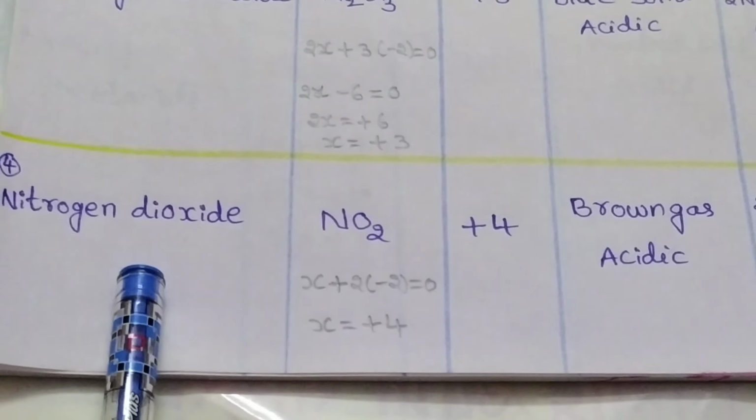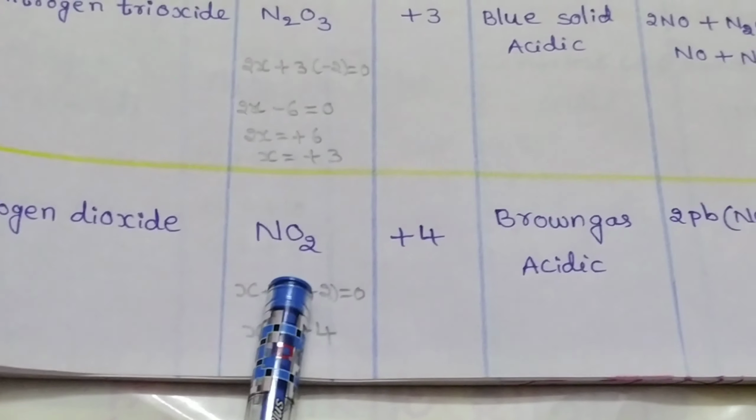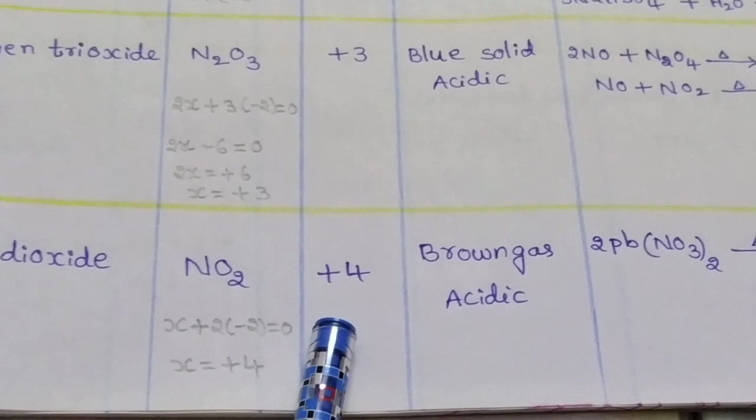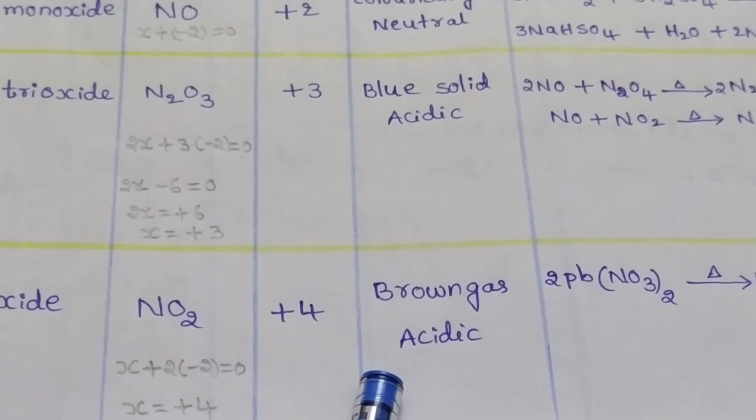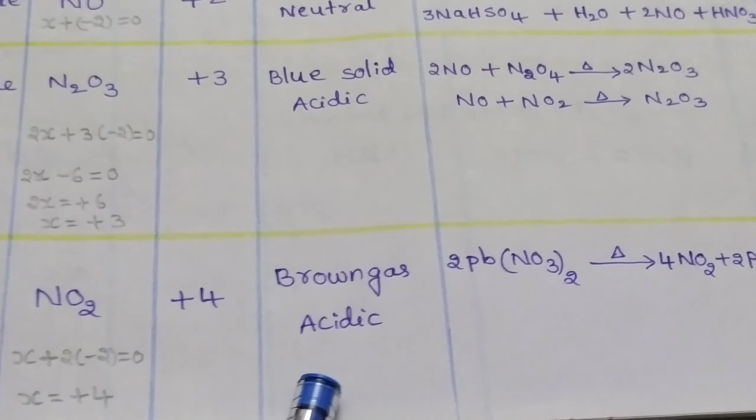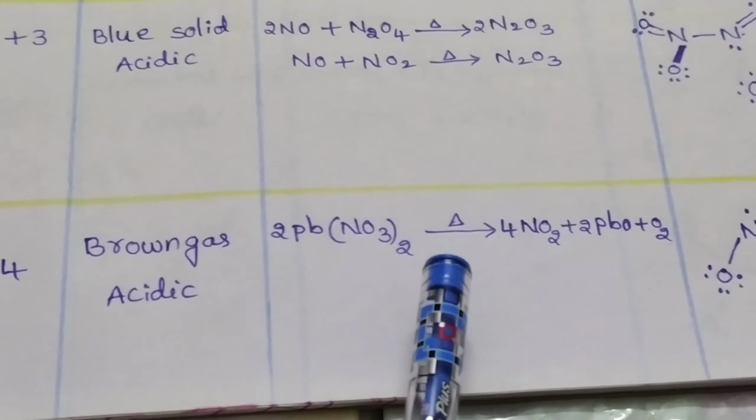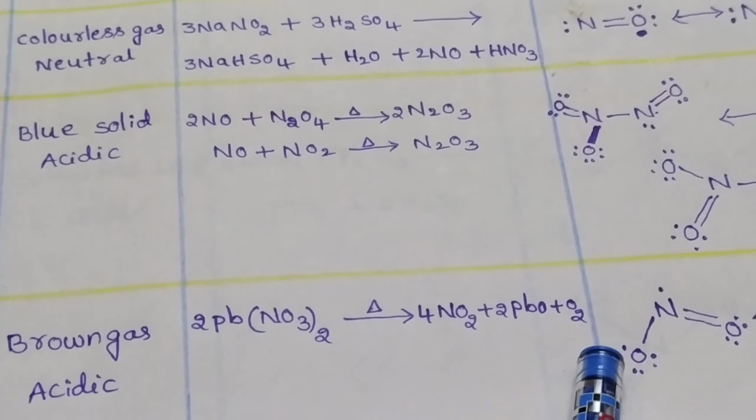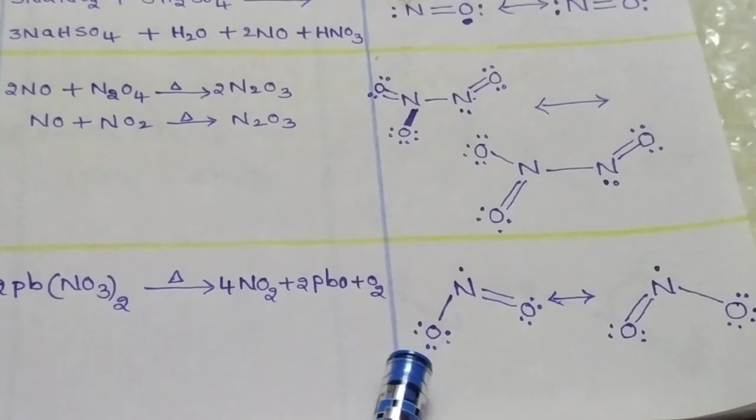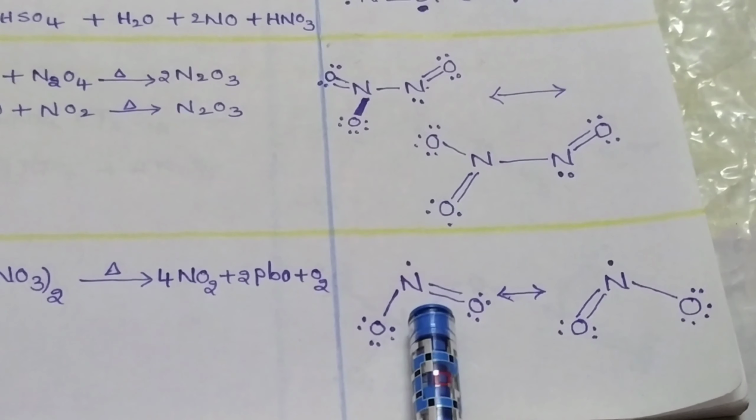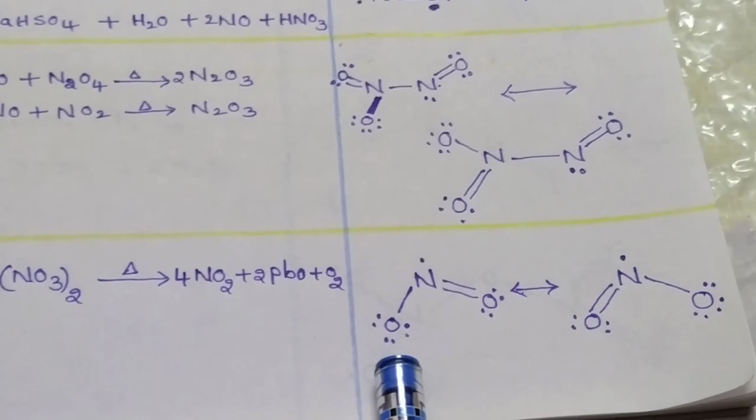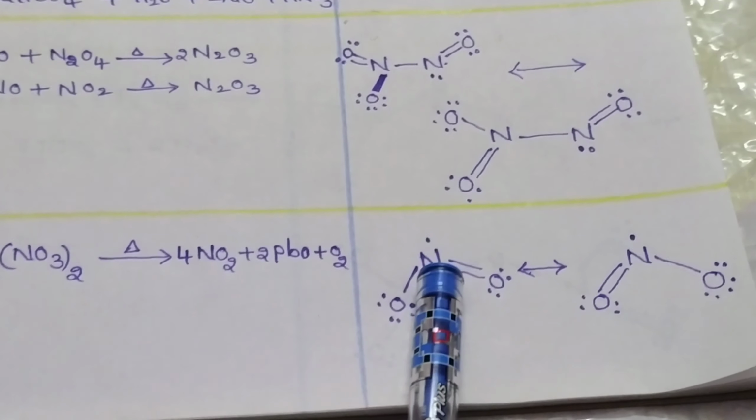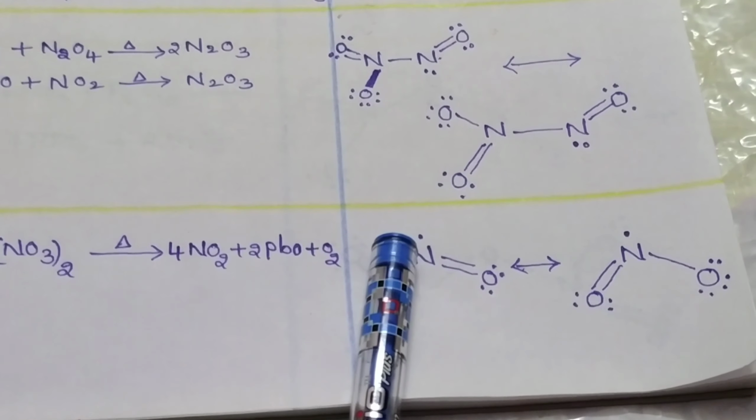Now we discuss nitrogen dioxide. Formula NO2. Oxidation state is +4. It is a brown colored gas and it is acidic in nature. When lead nitrate is heated, it forms nitrogen dioxide, lead oxide and oxygen as the final product. Structure: N single bond O. Here oxygen contains 3 lone pairs of electrons and nitrogen contains 1 odd electron.